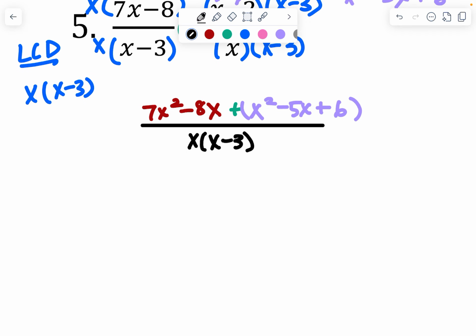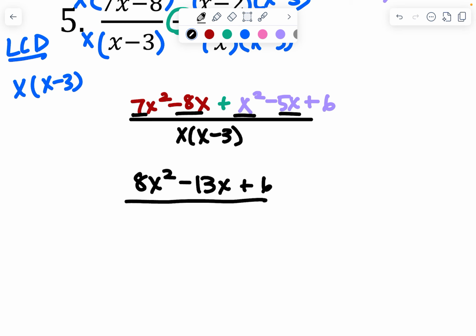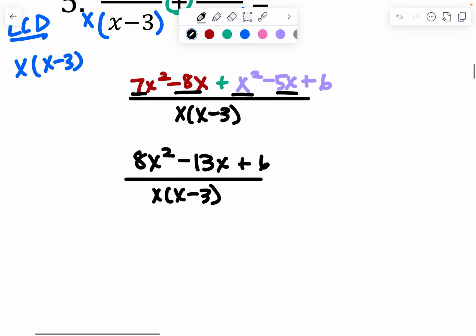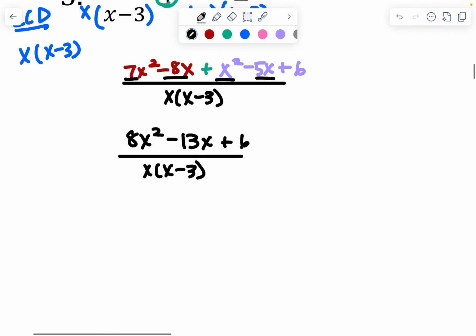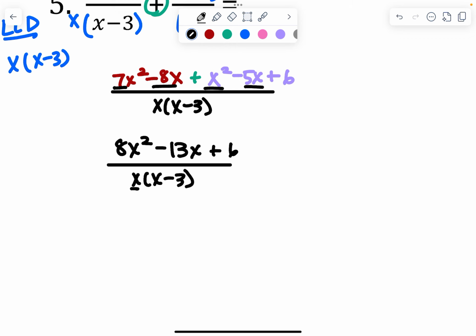All right, and so since there's nothing to distribute, the parentheses aren't necessary, and so we're ready to combine our like terms. So I have 7x squared and x squared, which is 8x squared. Negative 8 and negative 5 is negative 13. And then we have a plus 6 at the end. Now, I'm not sure if that's factorable or not. It could be. But I know x minus 3 is probably not going to be one of the factors. And so because I think something's not going to cancel, I'm not going to go ahead and factor it.